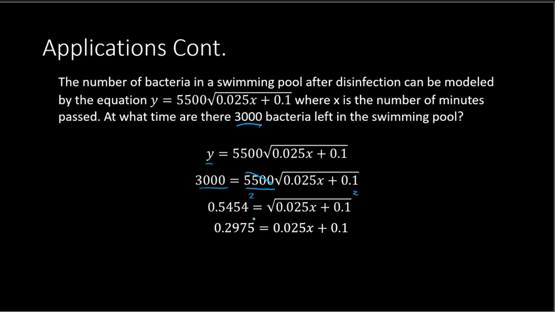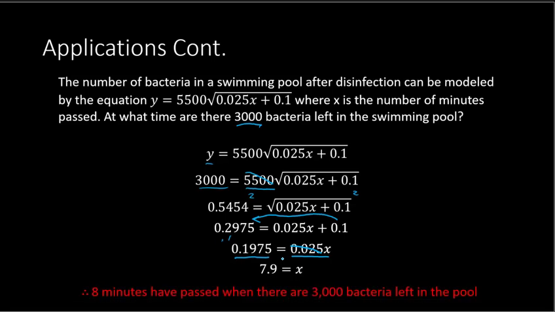Now from here, we can solve like normal. Let's bring the 0.1 to the left side by subtracting 0.1. That gives you 0.1975 on the left, and then we have 0.025x on the right. And then from here, to solve for x, we can divide both sides by the 0.025. That will get the decimal to cancel on the right. And then 0.1975 divided by 0.025 on the left would give you 7.9. So the answer is 7.9, and that is minutes, and that can round to approximately 8 minutes. So about 8 minutes have passed when there are 3,000 bacteria left in the pool.